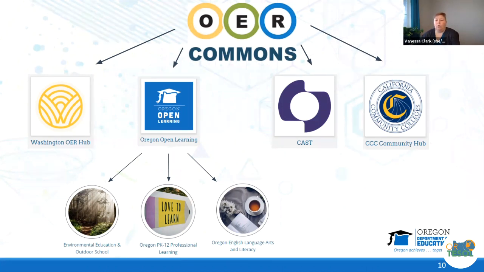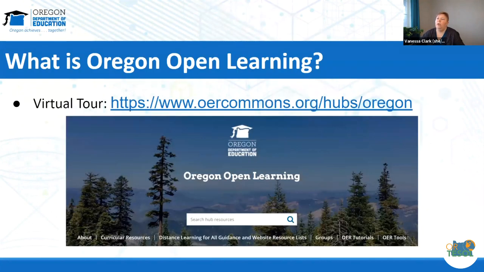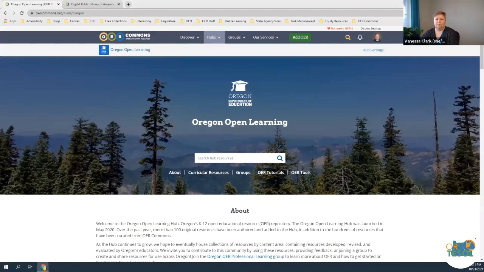The OER Commons hosts hubs or virtual locations to store, curate, and collaborate on open educational resources. There are several states that have either K-12 or college level OER hubs, as well as different organizations that have hubs on the site. One example of an organization is CAST, the nonprofit that pioneered universal design for learning. Within a hub, you can also have groups. So there's a couple examples on the screen of a few of the groups that are on Oregon Open Learning. So now let's head over to the hub so that I can give you a little tour.